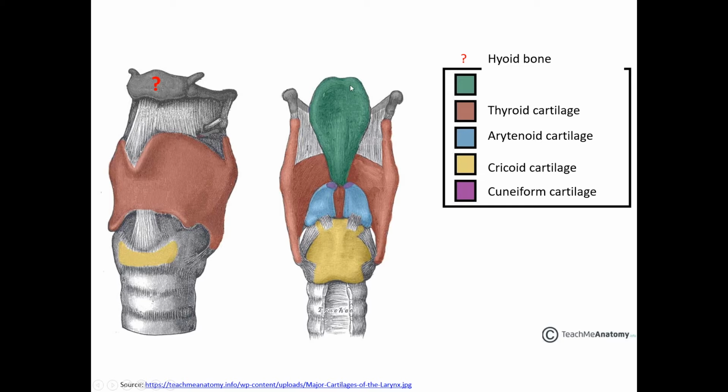And then finally, our structure in green right here. It's quite large. Prevents us from choking on our food sometimes. Yep, is the epiglottis. Great.